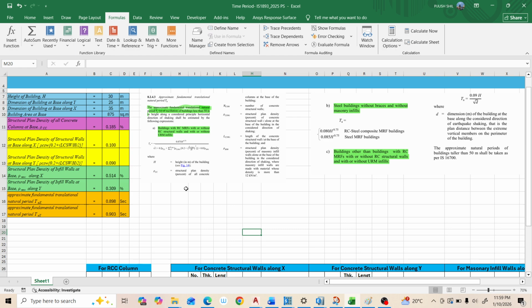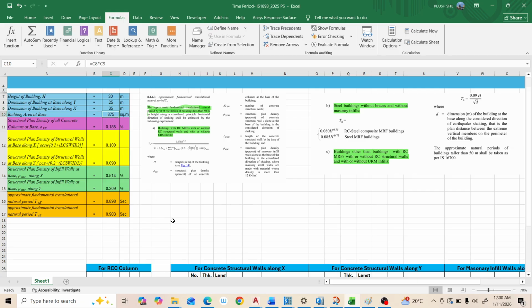So what I have done, I have tabulated whatever I have assumed, like height and my plan area, and formulated the calculation of the time period. And how I can calculate, I will explain. First, suppose my building height is 30 meter and my plan area, in y direction and x direction, I have 25 meter and 35 meter. Based on that, I can calculate the square meter, what is the plan area.